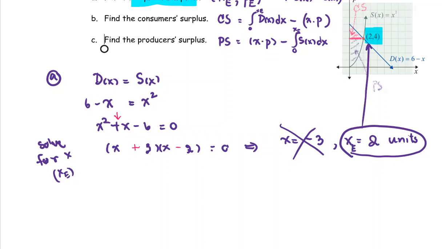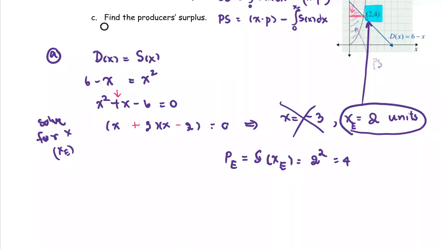And then for the following part, we're going to find the price at this equilibrium point. You can use either the demand function or the supply function to get the price. Either one works, so for this problem it doesn't really matter. I'm going to use the supply function, S at xe, which is the square of the number, so it's going to be 4.